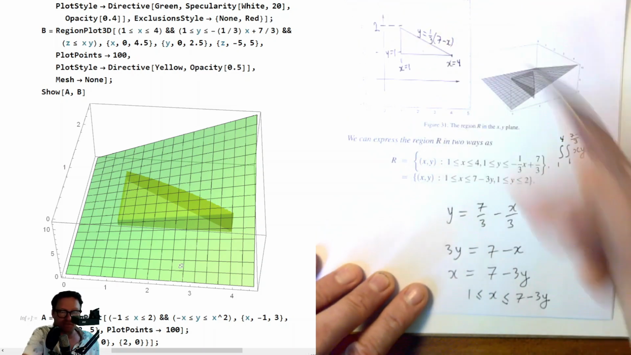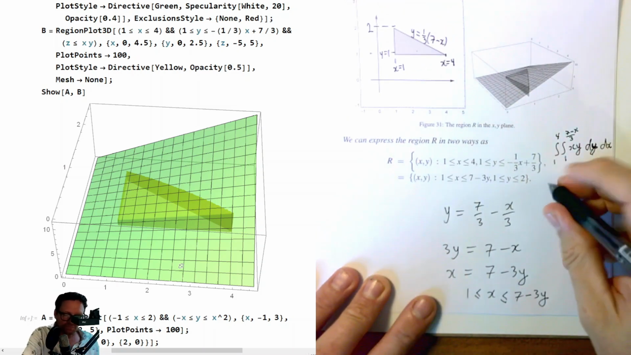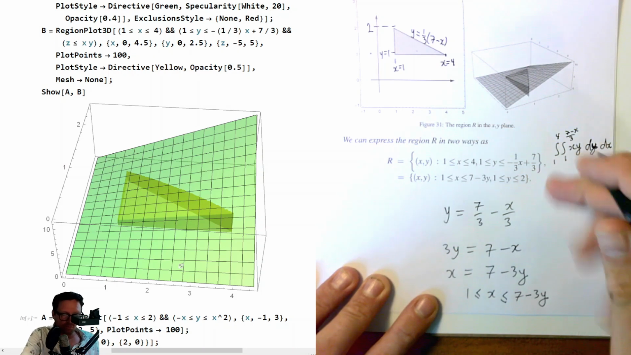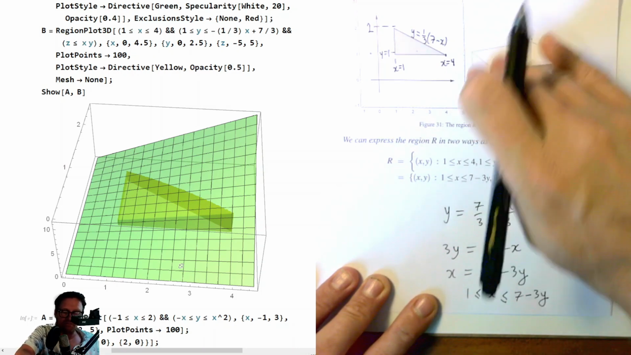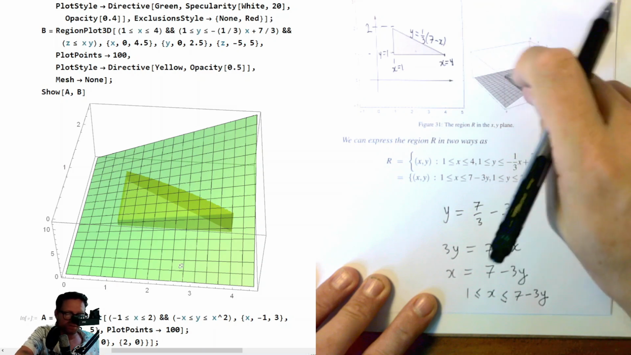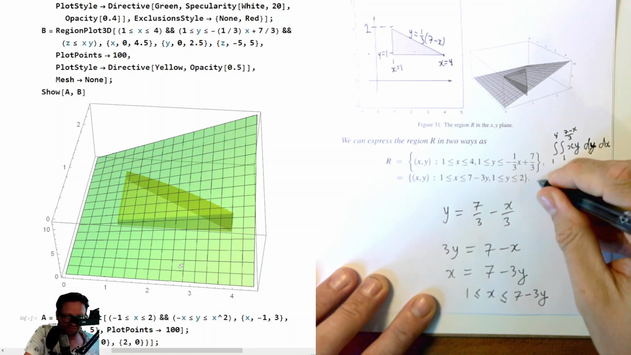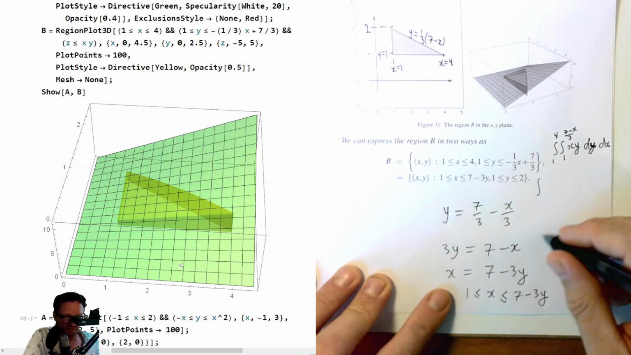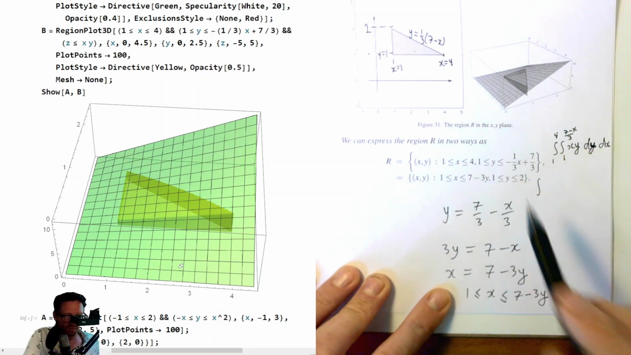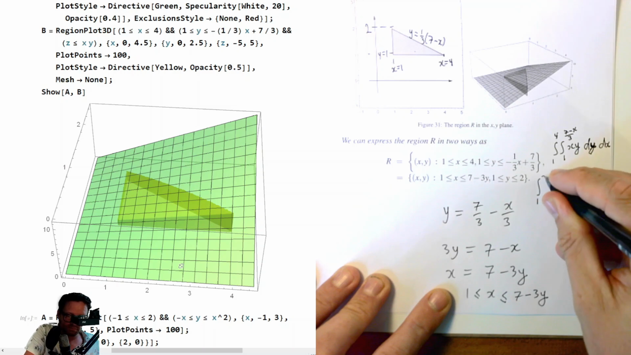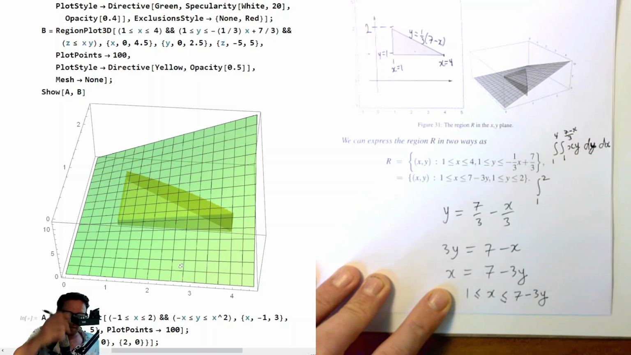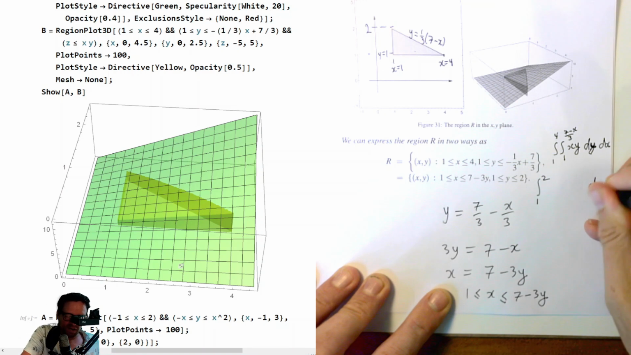In that shaded region. Okay, so we write the integral, the volume under that surface within that triangular region. In the other way of writing it, we write that with the constants on the outside. So y goes from 1 to 2, and then that is with respect to y.